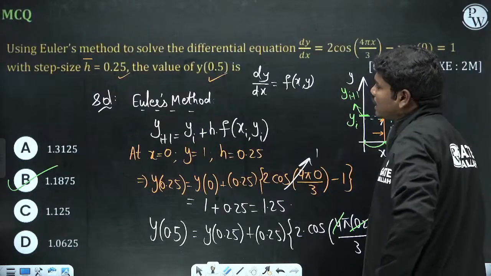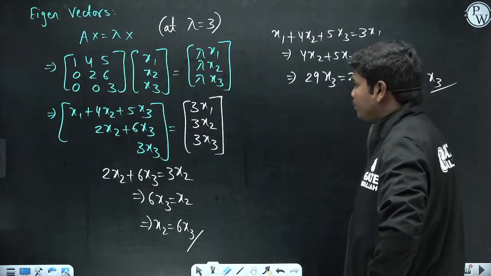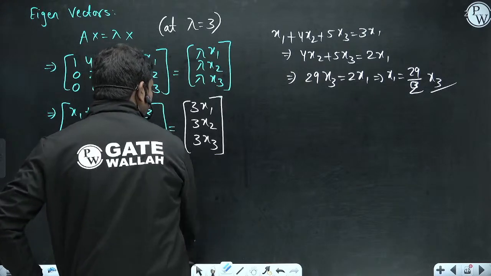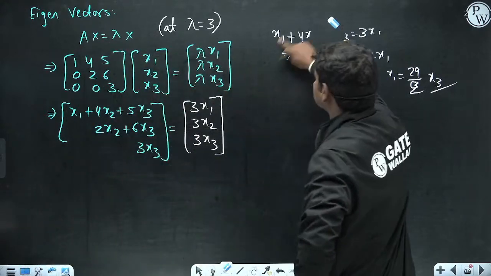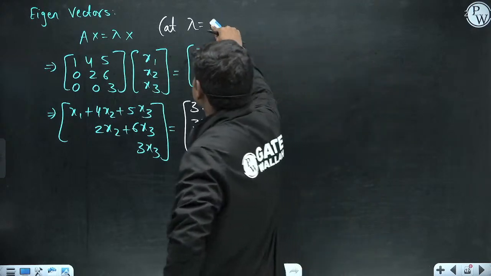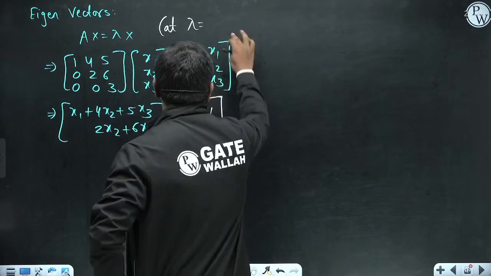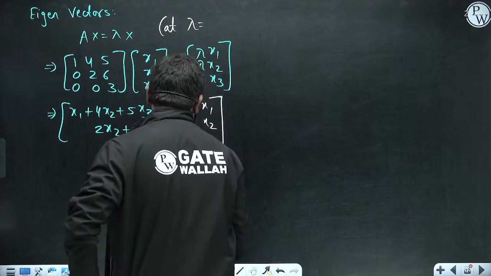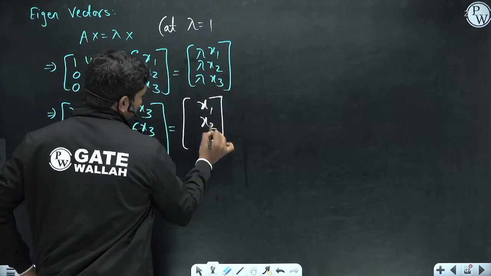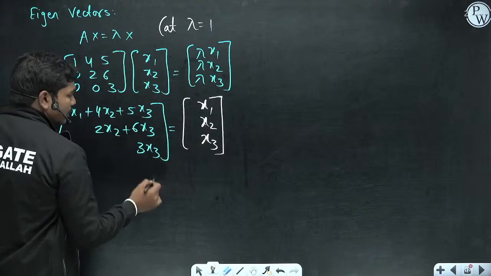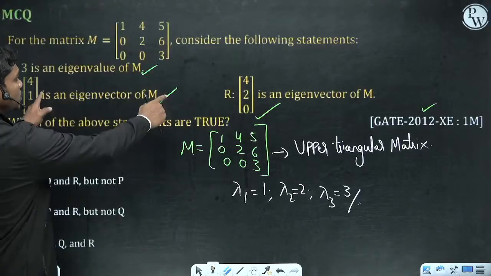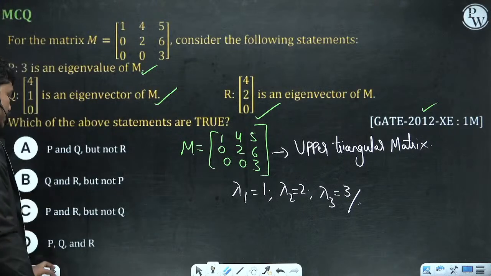So let us calculate the second case, λ = 1. The eigenvector corresponding to 3 is not given in the options. So let us calculate the eigenvector corresponding to 1. At λ = 1, all these values will be 1, so x1, x2, x3. Now if you compare, x3 is equal to 0, because in both options the last element is 0.